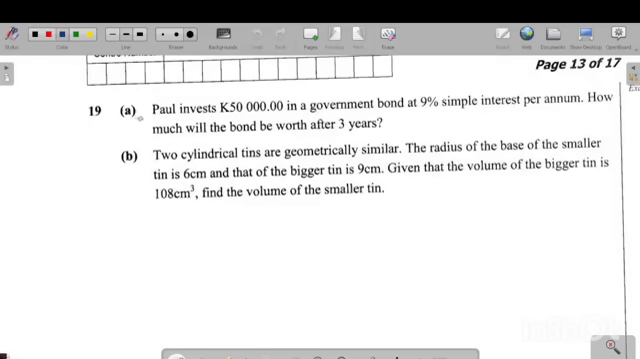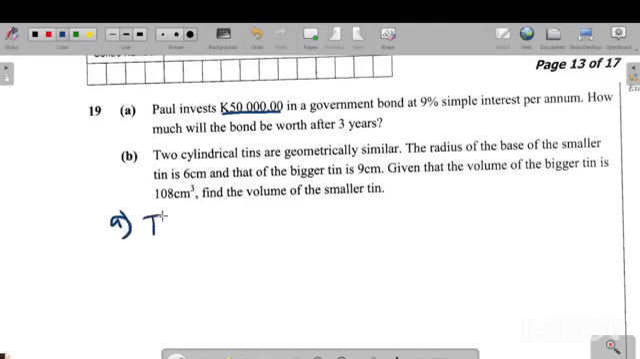Alright, question 19a says, Paul invests 50,000 kwacha in a government bond at 9% simple interest per annum. How much will the bond be worth after 3 years? Alright, so here, first of all, you need to find the interest, and then after finding the interest, you come and add it back to the principal. Okay, so first of all, you find interest.